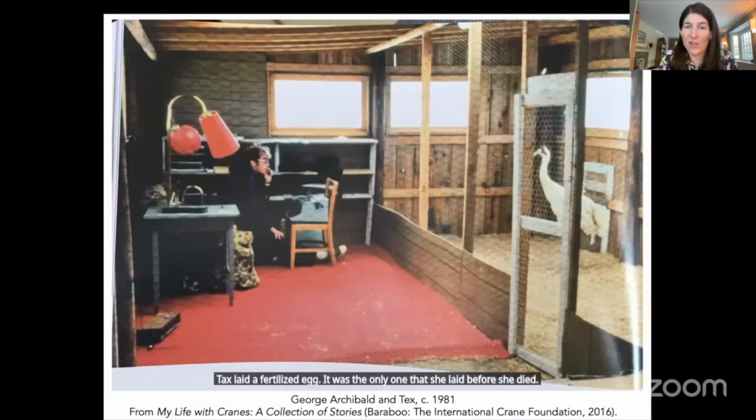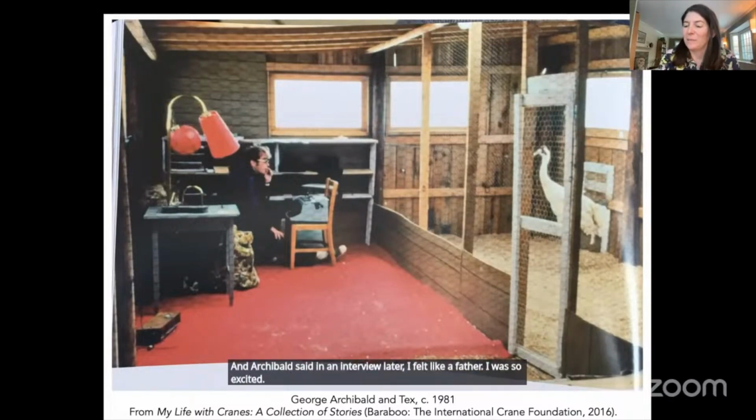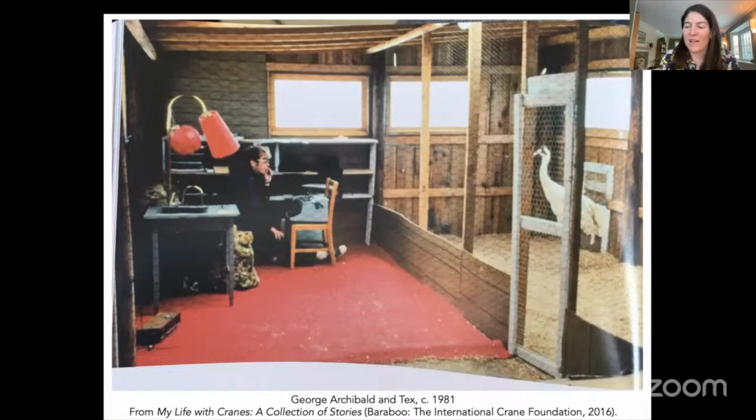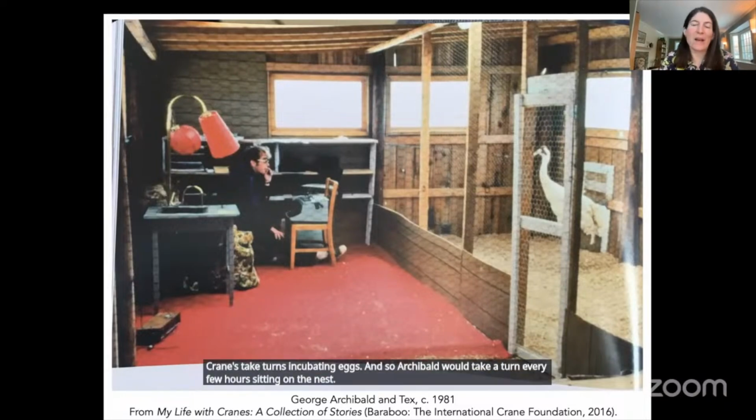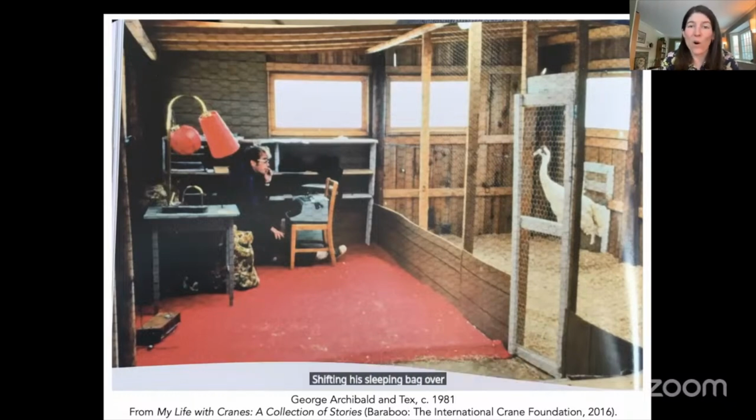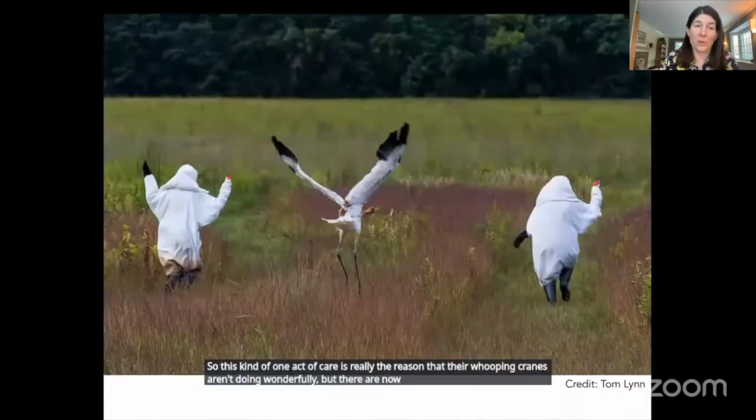And Archibald said in an interview later, "I felt like a father. I was so excited." Cranes take turns incubating eggs. And so Archibald would take a turn every few hours sitting on the nest, shifting his sleeping bag over to keep the egg warm when Tex was foraging. And this one chick that hatched went on to sire 178 whooping cranes. So this one act of care is really the reason that whooping cranes aren't doing wonderfully, but there are now thousands of whooping cranes.